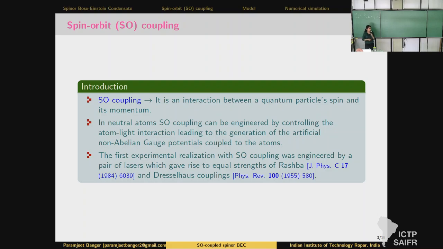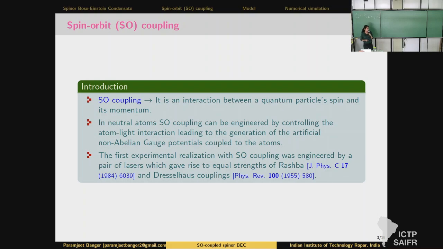As ultra cold atoms, or cold atoms, are neutral atoms, there would be no natural spin orbit coupling between them. But a synthetic spin orbit coupling can be engineered by controlling the atom-light interaction, leading to the generation of an artificial non-abelian gauge potential that couples to the atom. The first experimental realization of spin orbit coupling was engineered by using a pair of laser lights, which gives rise to equal strength of Rashba spin orbit coupling and Dresselhaus spin orbit coupling.